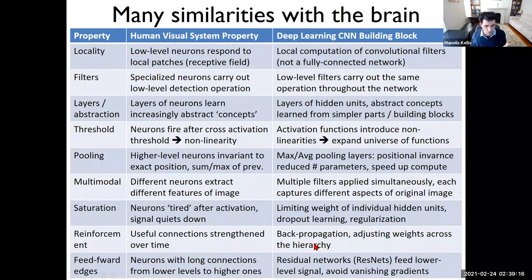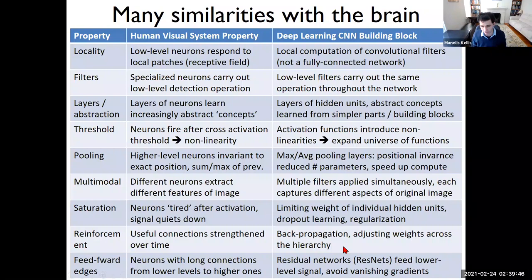And there are also feedforward edges, for example, inside our brain. There are some neurons that have very long connections from lower levels all the way to the higher levels. And if you look at ResNets that we're going to talk about today, these residual networks are in fact feeding these lower level signals, which again has the computational advantage of avoiding vanishingly small gradients across these many, many different layers and allows you to learn deeper architectures.